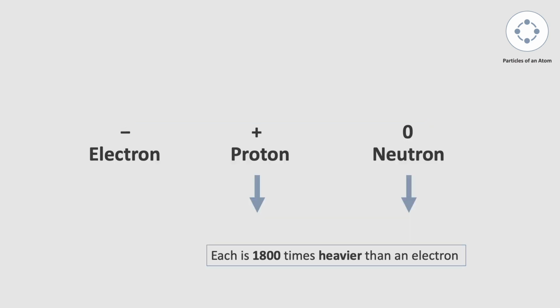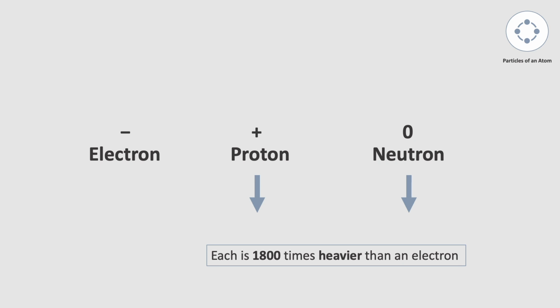Of the three main components of an atom, the electron is the lightest. The proton and the neutron have approximately the same mass. Each of them is about 1,800 times heavier than an electron.